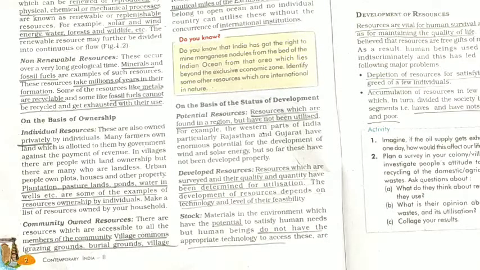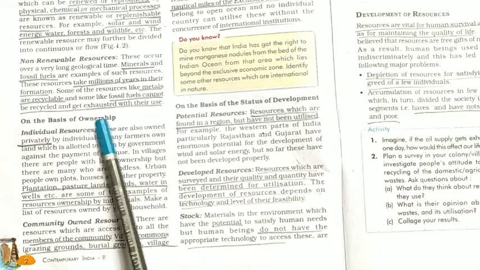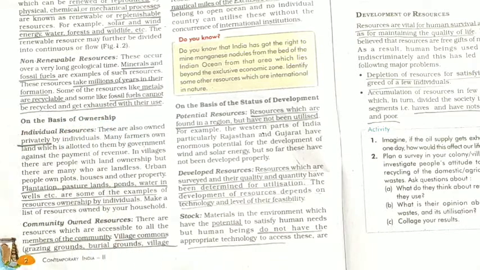The third type is on the basis of ownership. What do you mean by ownership? Ownership means to own something. It can be in the form of things, lands, or even the ocean. In these given points, you will understand who owns what.